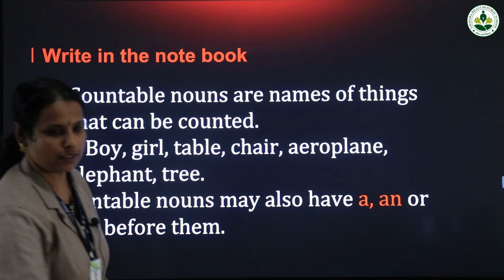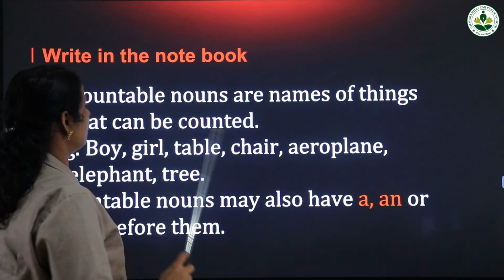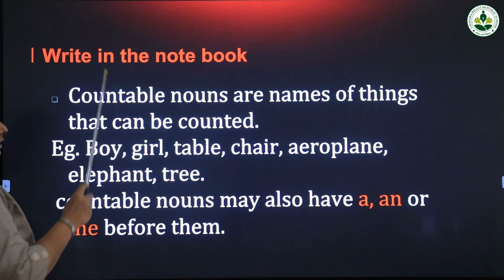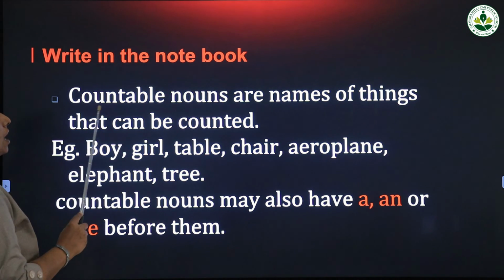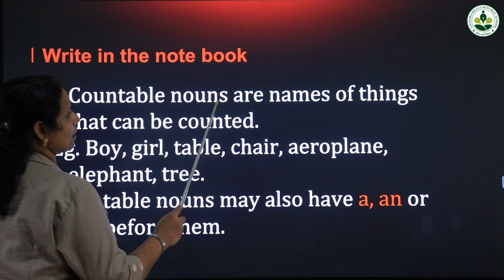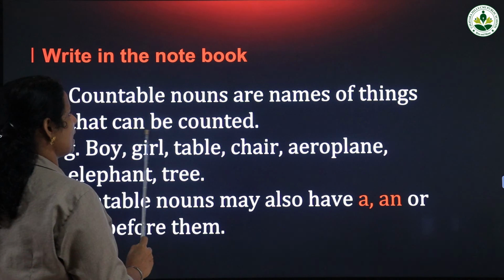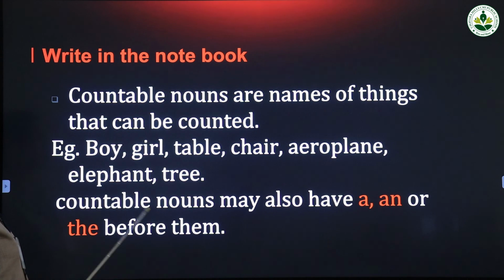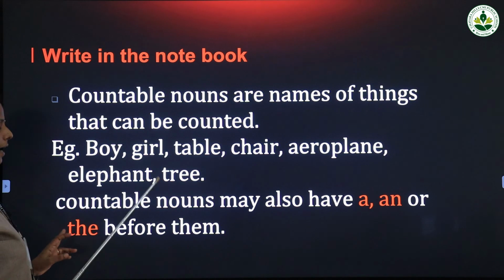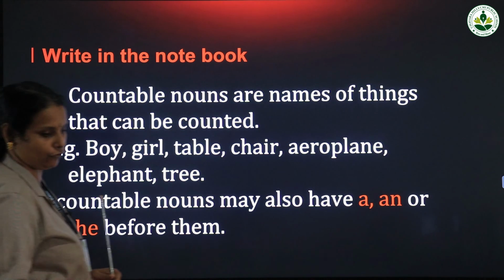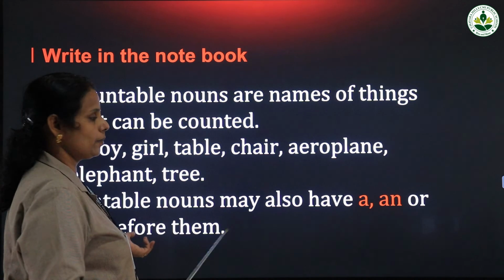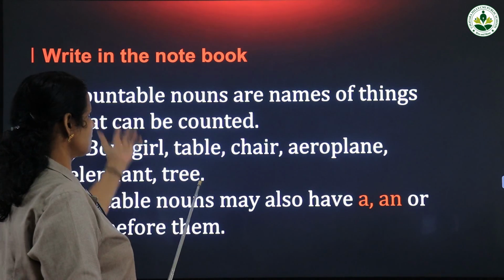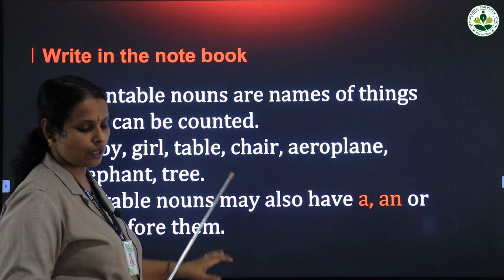Then the homework, or what you have to write in the notebook. You have to write this definition in your notebook. Countable nouns are names of things that can be counted. Examples also you have to write. Then countable nouns may also have a, an or the before them. Before the countable nouns there should be a, an or the. These are the things you have to write in your notebook.